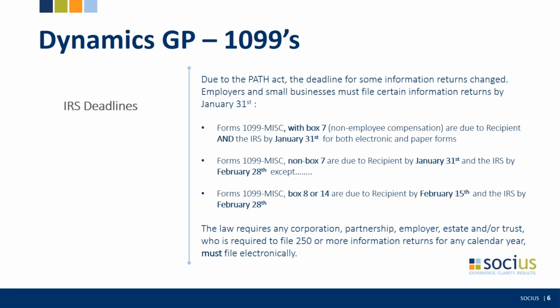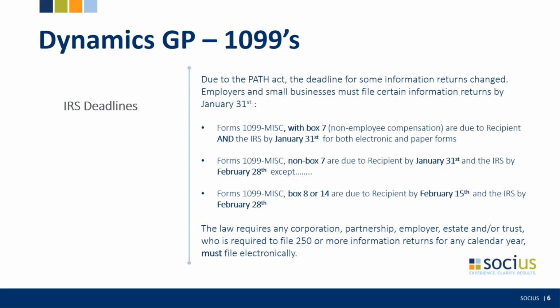Forms 1099 miscellaneous that are non-box 7, you have to get to the recipient, again, by the 31st, but the IRS deadline is not until the 28th, unless that Form 1099 miscellaneous has a box 8 or 14 populated. In that instance, you don't have to get those to the recipient until the 15th, and again to the IRS by the 28th. So this is definitely something to look into.